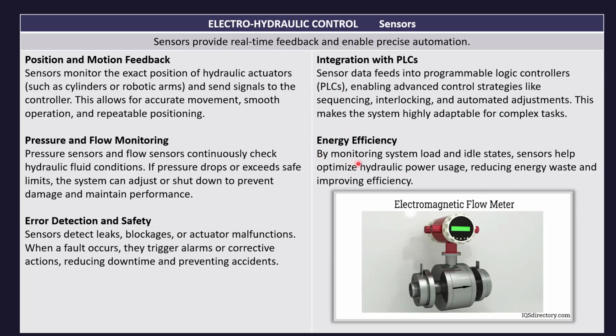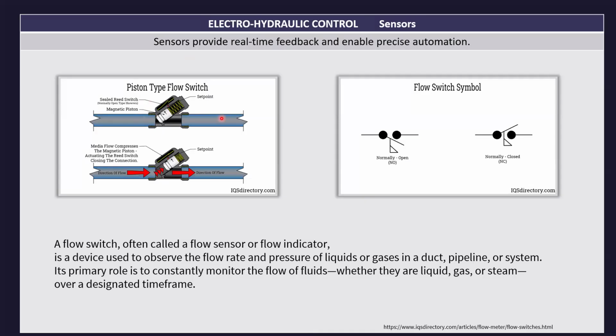Energy efficiency. Okay, here's the eco thing here. Now this is an example of what the electromagnetic flow meter looks like. Well, that's what it looks like. Now flow sensors. So here's an example of a flow sensor. Here's a magnetic piston. If there is a flow through this pipe and it goes that way, then it's going to push that thing out.